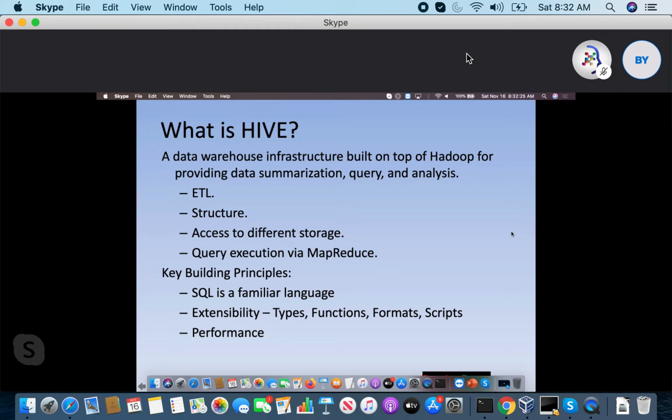Now, what are the key building principles? As I mentioned, in Facebook, faced with the scarcity of resources and the complexity of maintaining people, SQL is a familiar language. And in SQL, anybody wrote a custom user-defined function? Yes, so you can do that. Leverage your procedures, triggers, packages. And performance, of course, it is running through MapReduce.